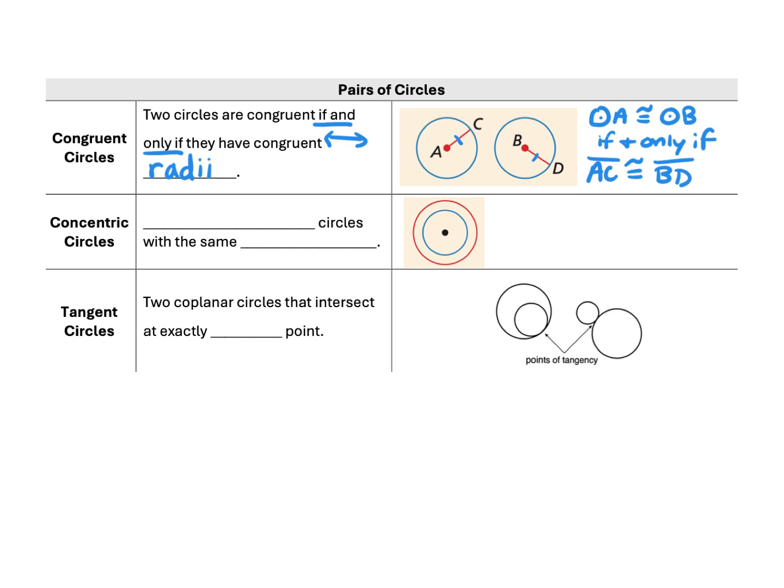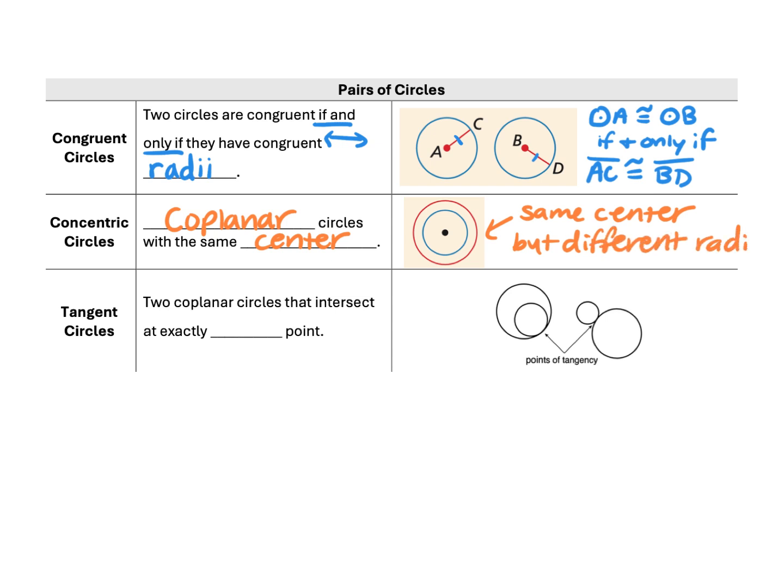Concentric circles are coplanar circles with the same center. So here our circles have the same center, but different radii.